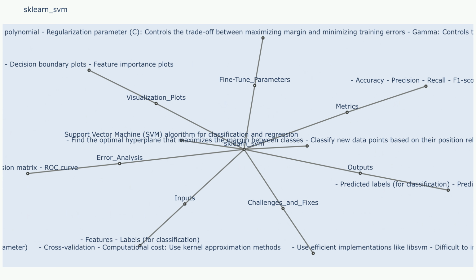Parameter 3. Explain in detail gamma, a parameter specific to the RBF kernel, controlling the influence of individual data points. A higher value of gamma results in a more localized influence, while a lower value leads to a wider influence.